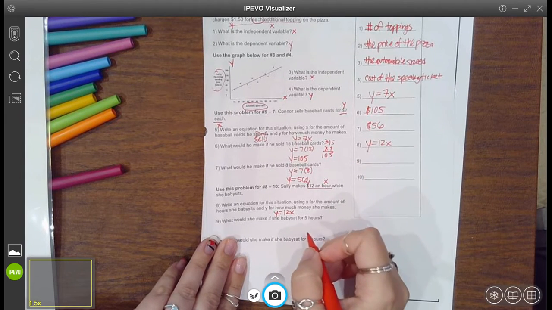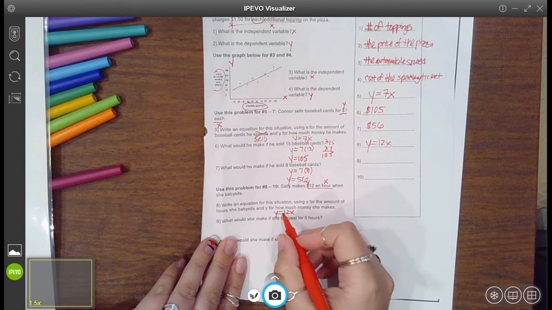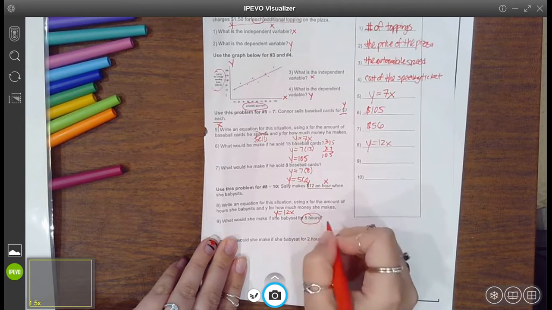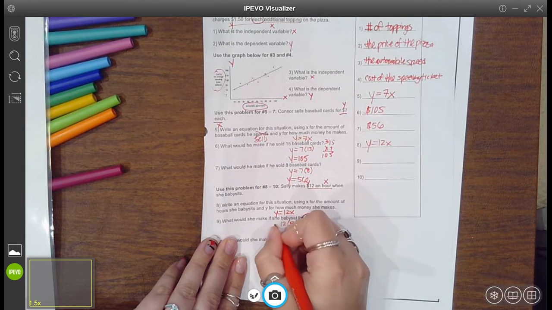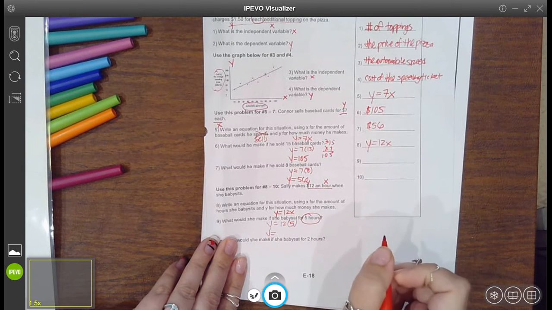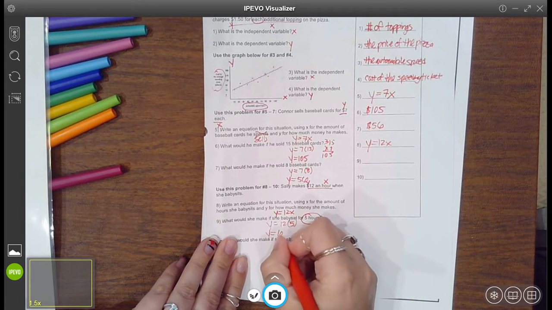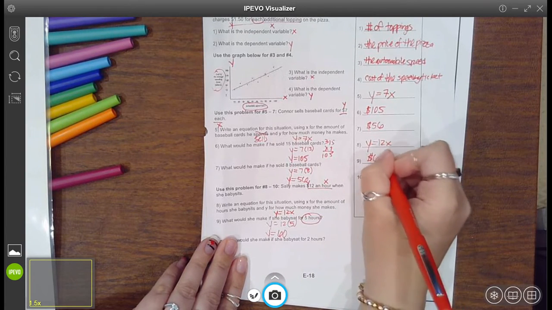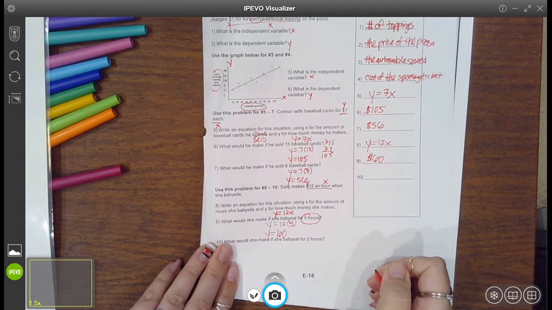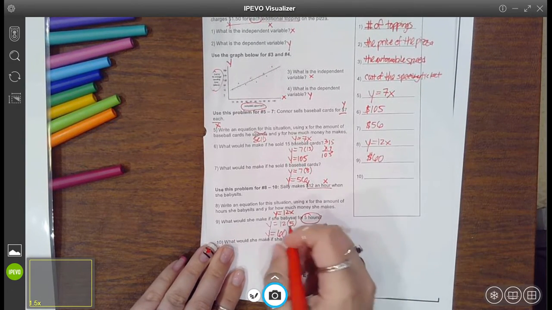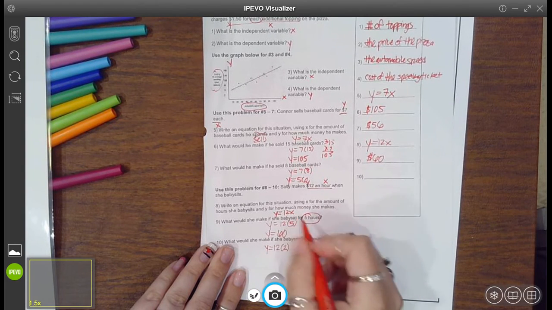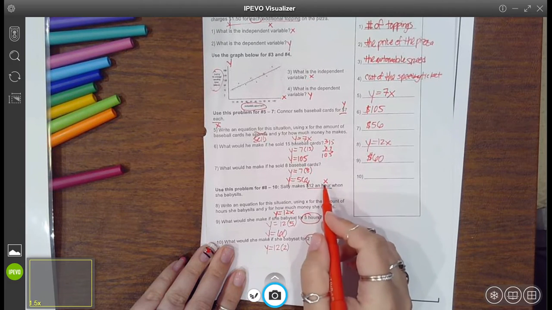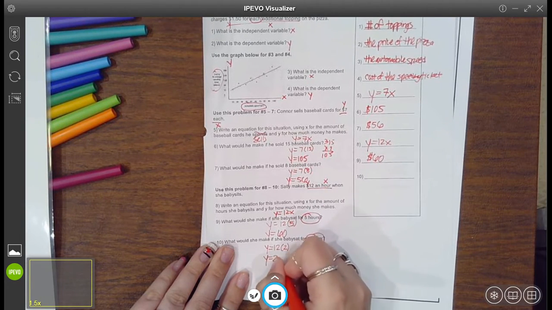What would she make if she babysat for 5 hours? Well, it's $12 per hour. So you're always multiplying your rate with your X, and X is talking about the number of hours. So I'm going to plug 5 in for X to tell me the Y, which is talking about the total money made. 12 times 5 is 60. So she'd make $60 if she worked 5 hours. What would she make if she babysat for 2 hours? Well, 12 times 2, because we're still plugging it in for X, because we're talking about the number of hours, and the number of hours is X, you get $24.